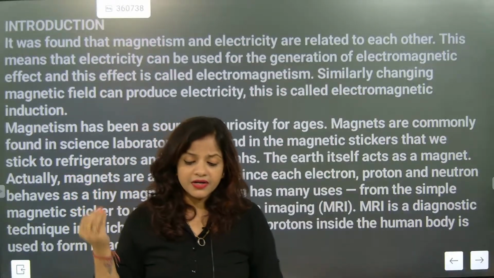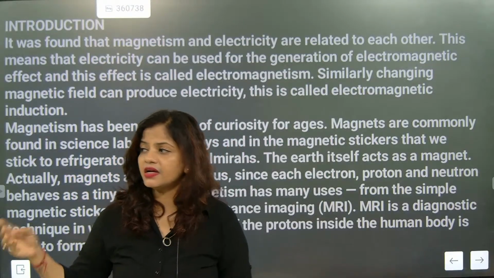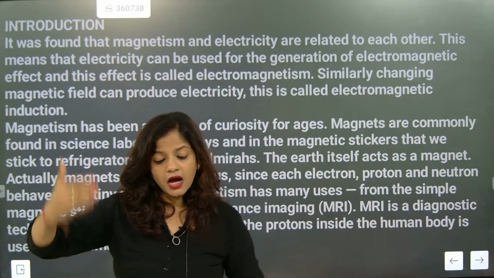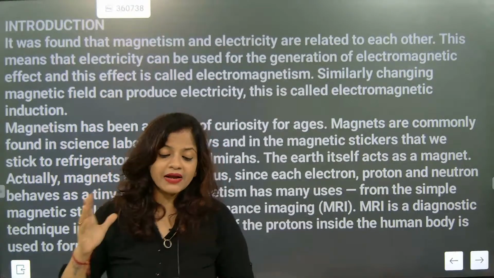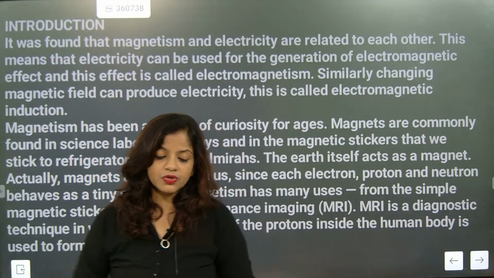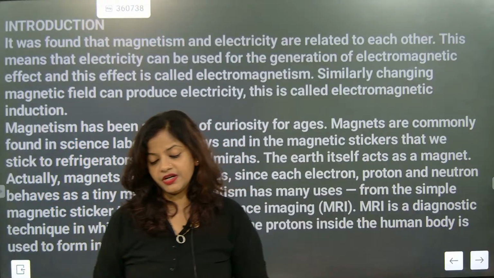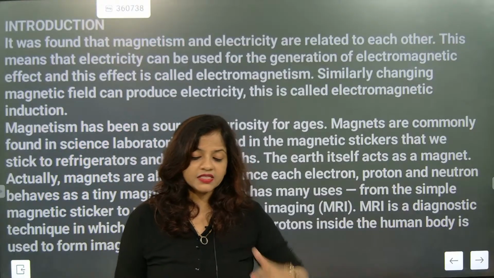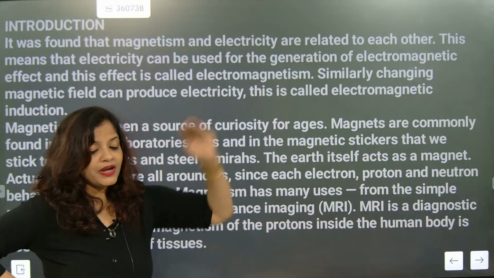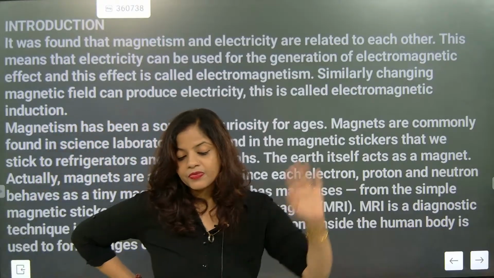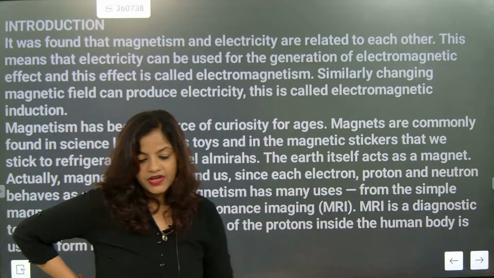So what is the meaning of electromagnetism? If a current carrying conducting wire is there, then around that wire, perpendicular to it, a magnetic field will be generated. Understood? The magnetic field lines will be generated. This phenomenon is called electromagnetism.